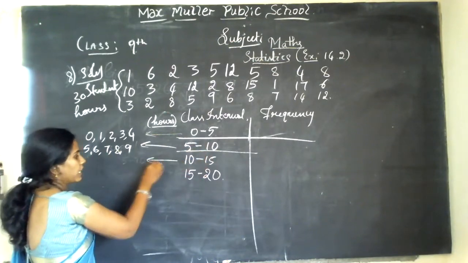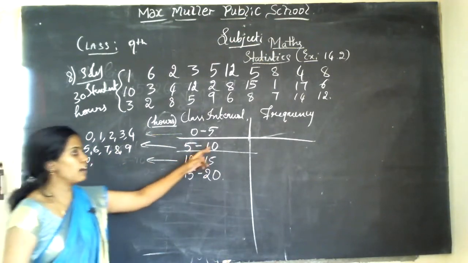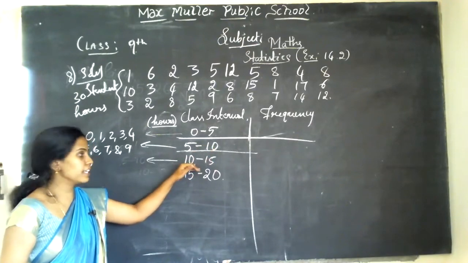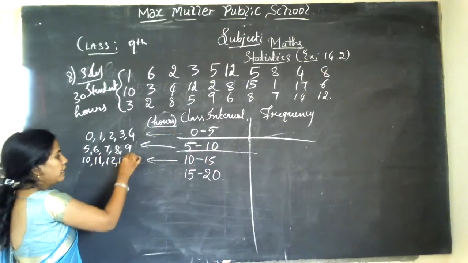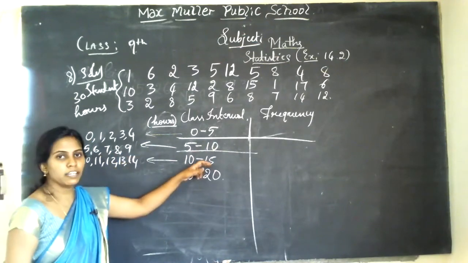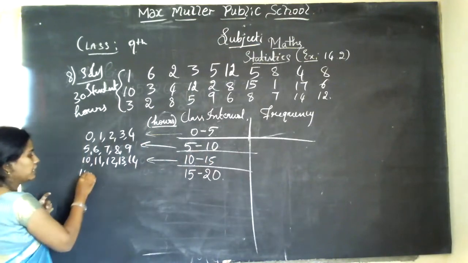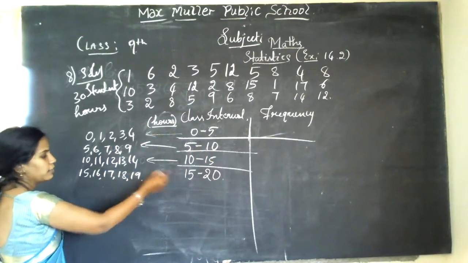So for the next row, what numbers do you have to include? Start from 10, because we have not taken 10 here. You have to consider it in the next row. So 10, 11, 12, 13 and 14. 15, don't consider, because it will come in the next row. So consider 15, 16, 17, 18, 19 here, and 20, don't consider.